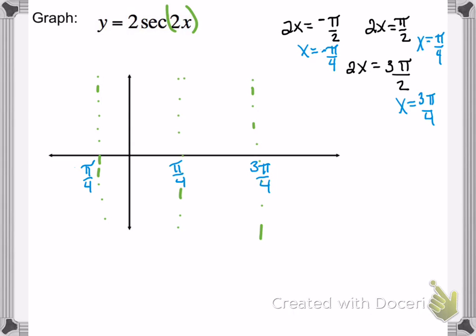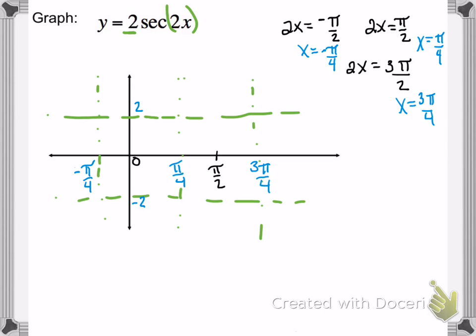Now, just like with cosecant, my amplitude also defines where I'm going to have some horizontal asymptotes. So you can see that at 2 and at -2, I will have some horizontal asymptotes as well. The next thing, just like with cosecant, you have to find your halfway points. So we're going to look for what's halfway between -pi/4 and +pi/4, and that will be at 0. And halfway between pi/4 and 3pi/4 is going to be at pi/2.